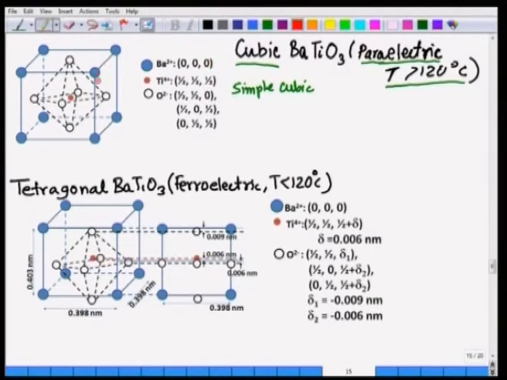That means if I draw a cube like this here, then at the corners we have what are called 0 0 0 positions. So if you wish, we can put a coordinate axis something like this. This is x, this is y, and this is z. What that means is that barium is at the 0 0 0 position, then it is at this position.